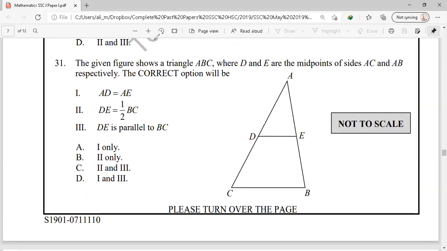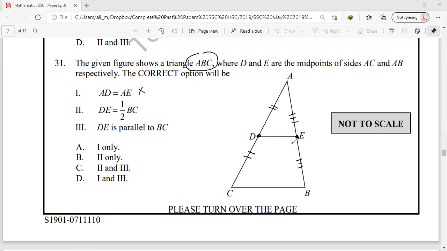Next we have question number 31, and let's see what we have in it. We have a given triangle ABC in which D and E are the midpoints of sides AC and AB. It means this side is equal to this, and if this is also a midpoint, this side is equal to this side. So which of the options are correct? AD is equal to AE. It is not necessary that these two sides are equal, which means this option is incorrect.